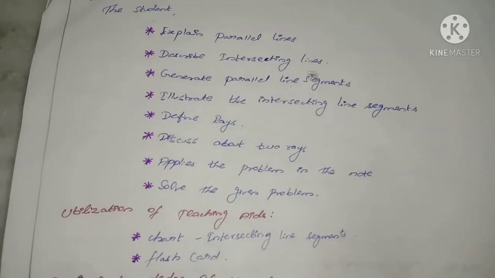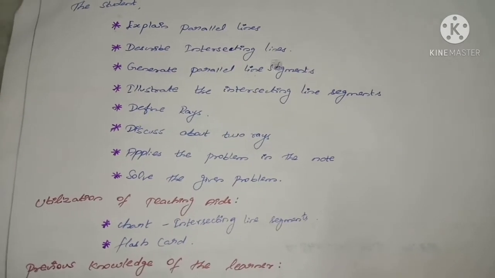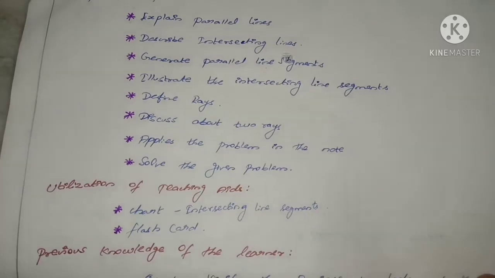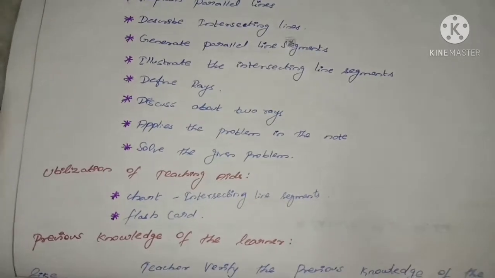Next one is utilization of teaching aids. Chart, intersecting line segments. Then flashcard. Next one is previous knowledge of the learner.